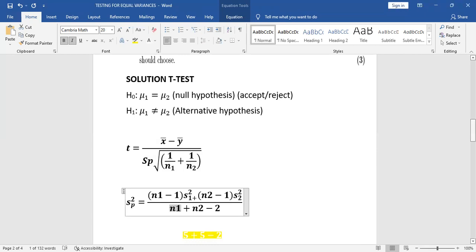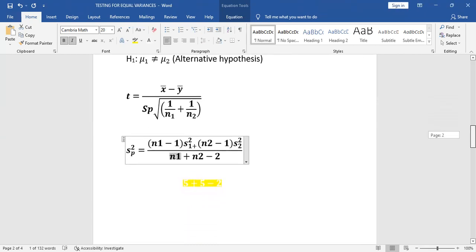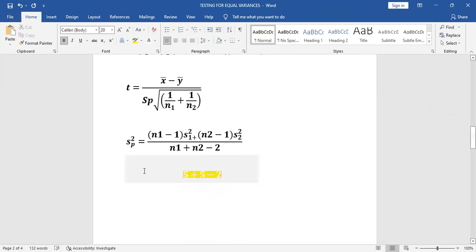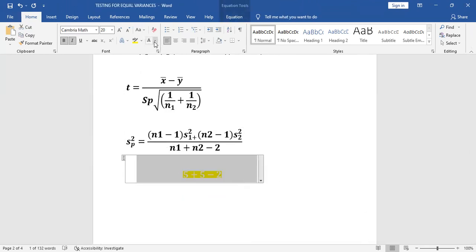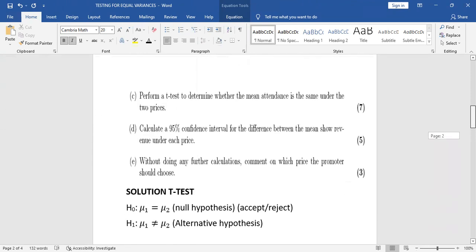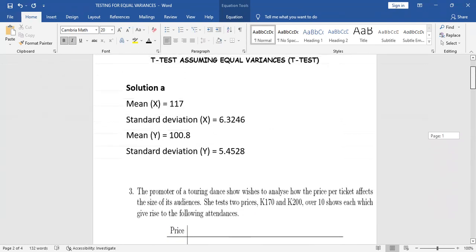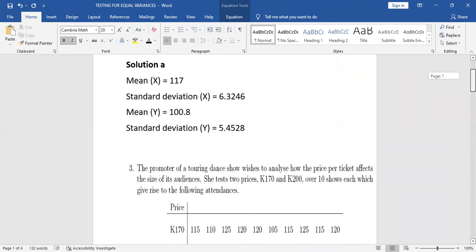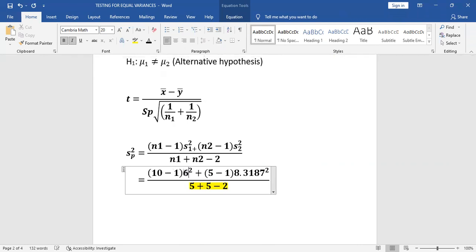Okay? So we have this scenario here, and I need to fuse in the formula. Let's see how we do that. N1 is 10. Variance 1: we calculated the standard deviation using the calculator, as a continuation of the question. The standard deviation is 6.3246. I'll bring it here.